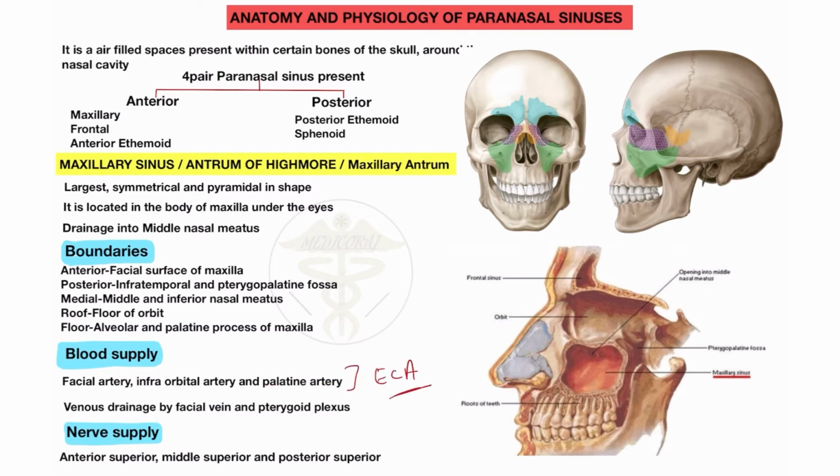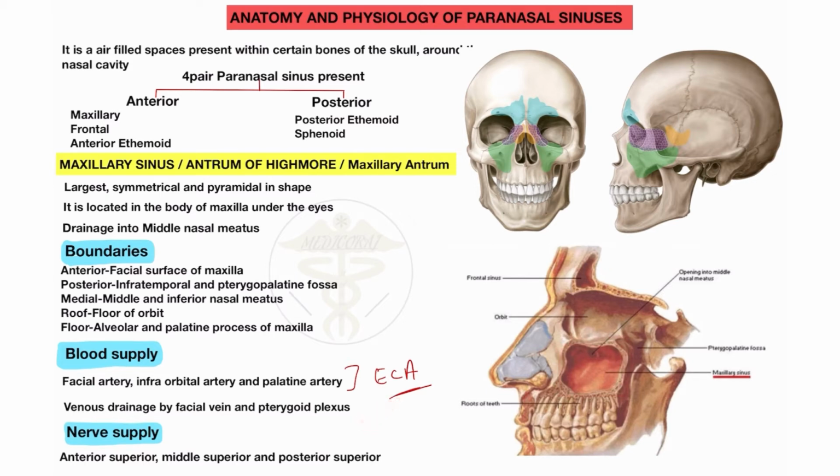It is a branch of the external carotid artery. The external carotid artery gives the branches facial artery, infraorbital artery, and palatine artery, which supply the maxillary sinuses. Venous drainage occurs by the facial vein and pterygoid plexus. The facial vein and pterygoid plexus drain the deoxygenated blood from the maxillary paranasal sinuses.